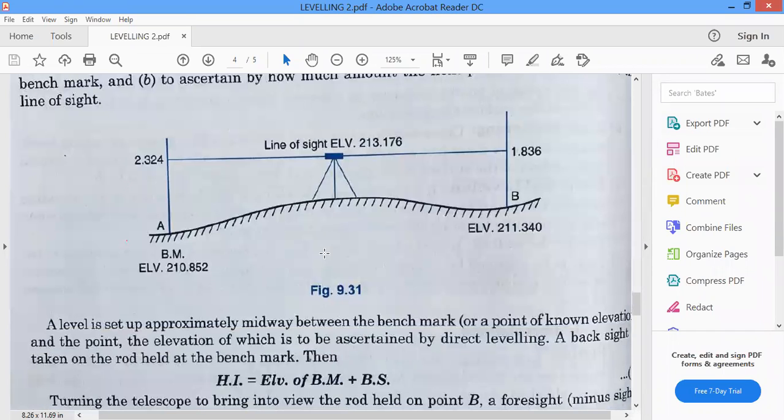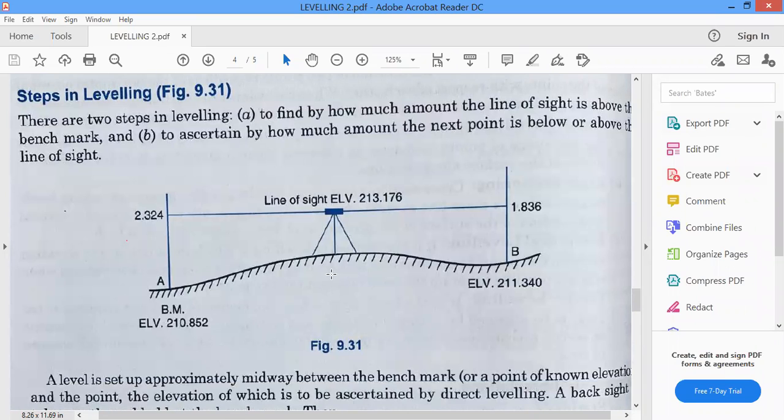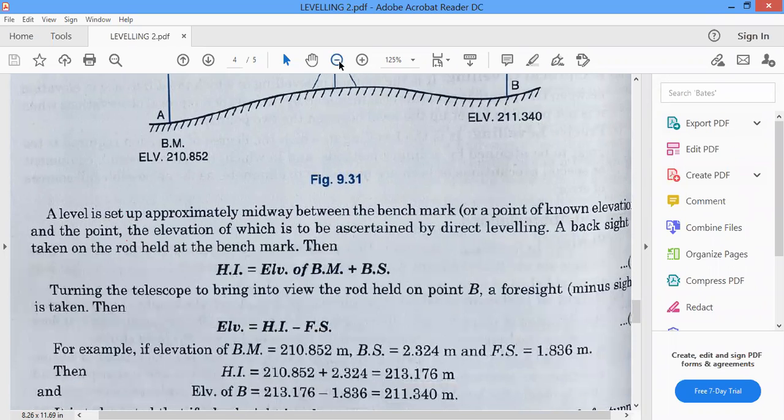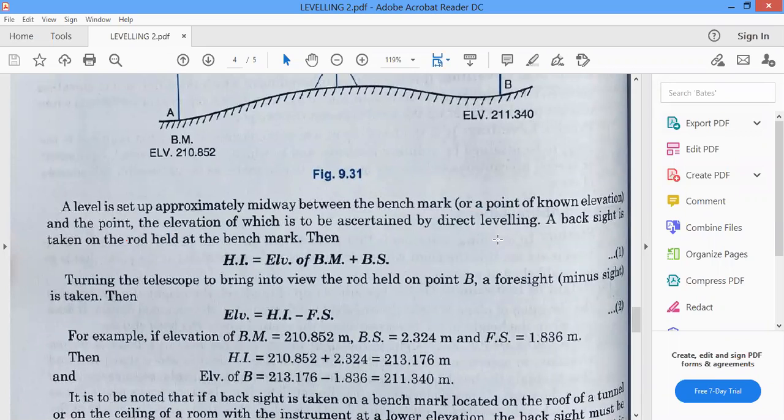Now if I take an example, I know the level of the benchmark, and I need to calculate the level of point B. So how will I perform that, I will explain now. The level is set up approximately midway between the benchmark and the point. Not necessarily midway, you can set up the instrument anywhere such that both the points are visible. That is, the benchmark is visible, and the point whose RL you need to calculate is also visible.